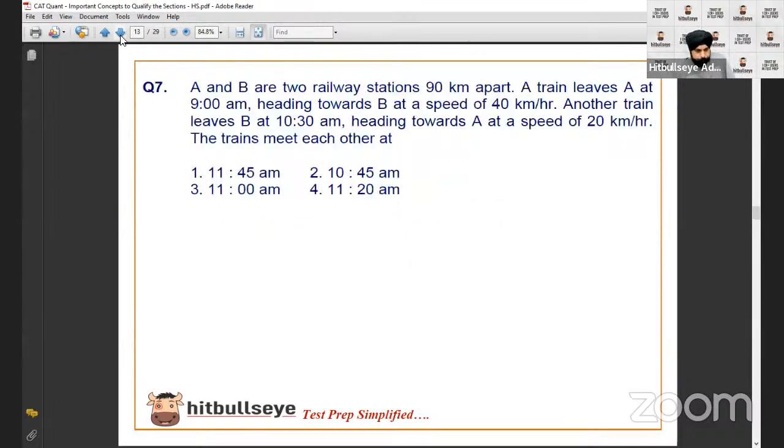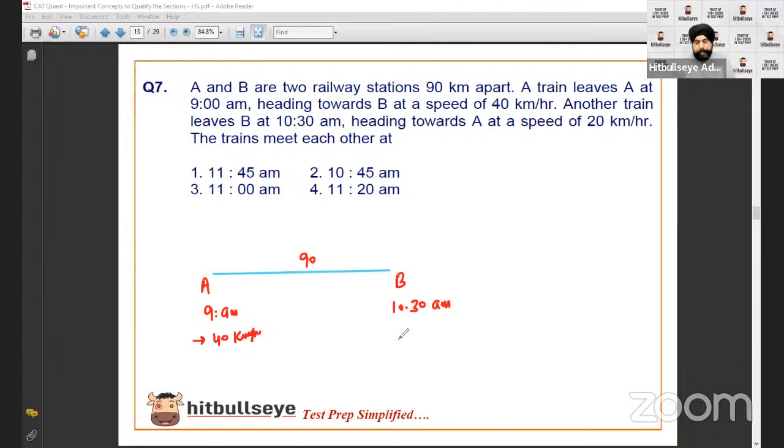So let me just make a diagram in the meantime. Train leaves 9 a.m. towards B and 10:30 from here. This gap is 90. The train from here starts at 40. Train from here starts at 10:30 at the speed of 20.